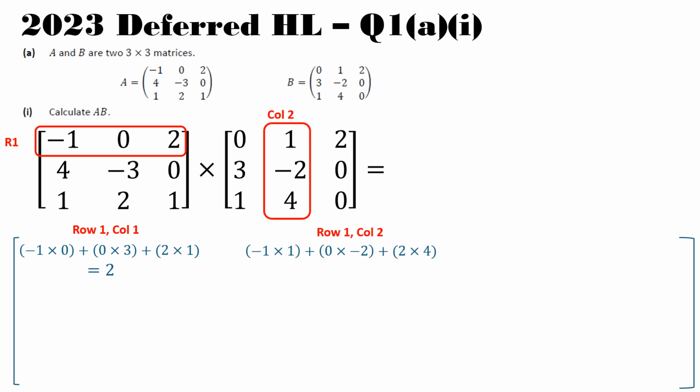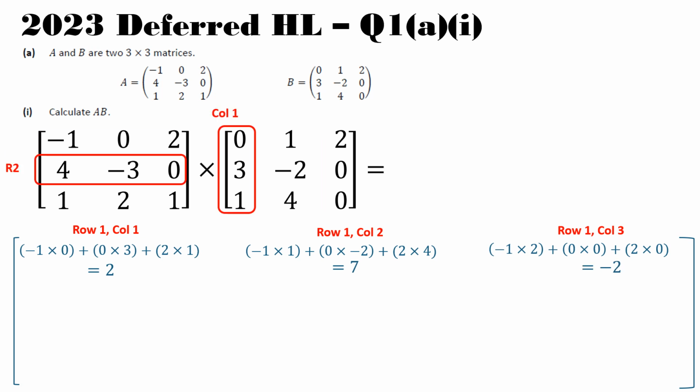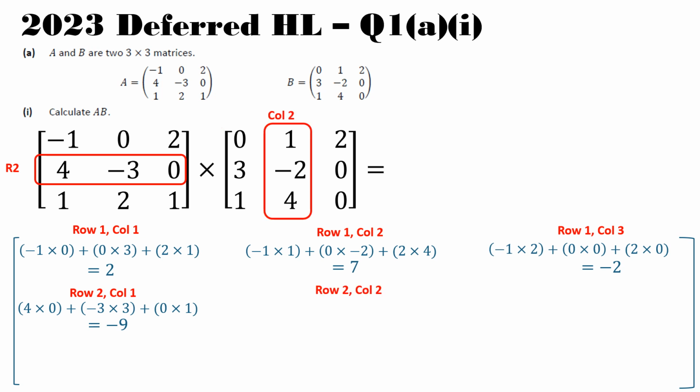Then we look at row 1, column 2, so that is minus 1 by 1, 0 by minus 2, and 2 by 4. That gives us 7. And then finally row 1 by column 3 to complete the first row of our answer, and that gives us minus 1 by 2, 0 by 0, and 2 by 0, which gives us minus 2. Then we move into row 2, so we work row 2 by column 1. That's 4 by 0 plus minus 3 by 3 plus 0 by 1, which gives us a final answer of minus 9.